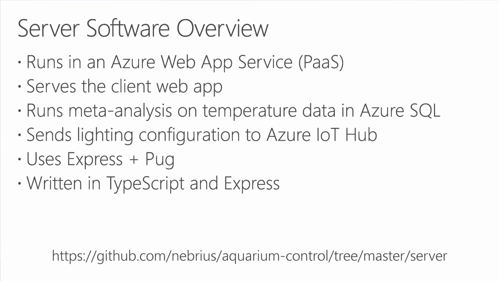So once stuff gets to be about a day old, this server will go in and just crunch it all down and get a high and low for the day. And then once the data is a month old, it kicks it out entirely. And then also it sends the lighting configuration back to Azure IoT Hub.